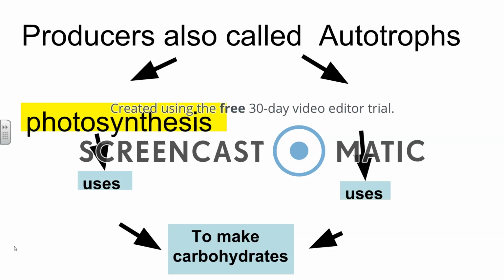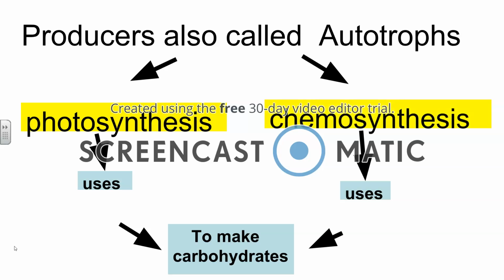So photosynthesis is one type of way to make our food. The other way of producing food is called chemosynthesis. So for number 3, you should have in the first blank autotroph, second blank photosynthesis, third blank chemosynthesis.